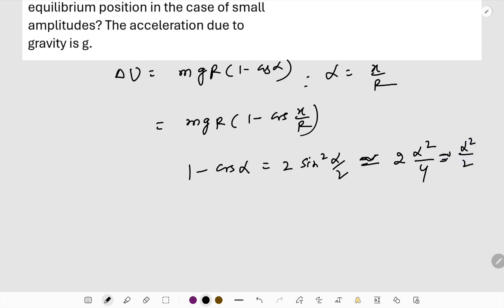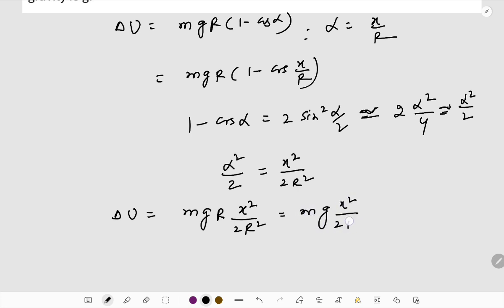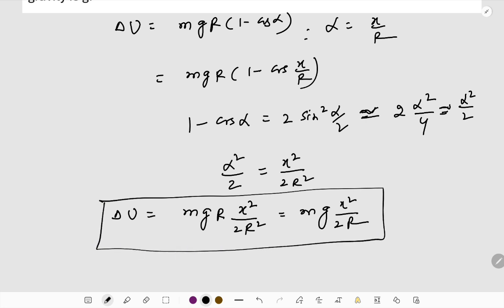And this alpha square by 2 is equal to x square by 2R square, because alpha is x by R. So the change in potential energy, I would like to finish it first. That will be mgR times x square by 2R square, which is equal to mg x square by 2R. So this is the change in potential energy of the hoop and the ball.